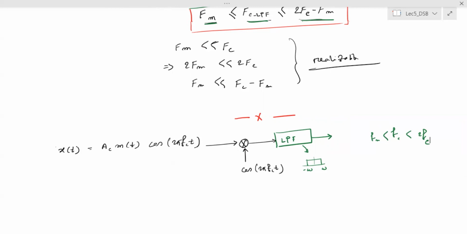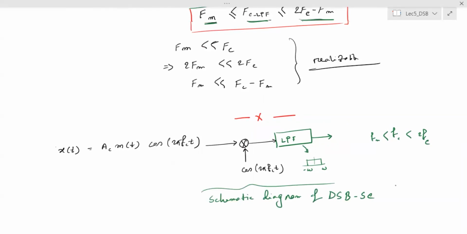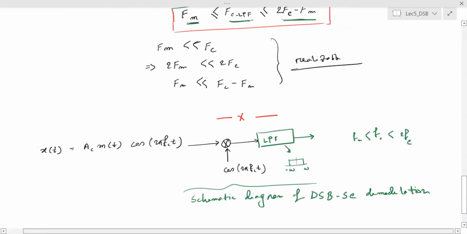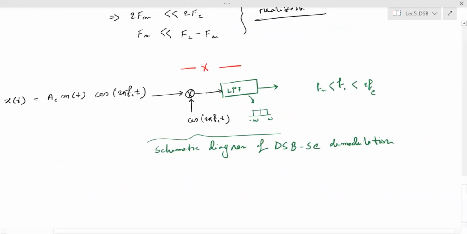This is the schematic diagram of the double sideband suppressed carrier demodulation process. An important thing happens when the signal is received here: this is at the receiver side.